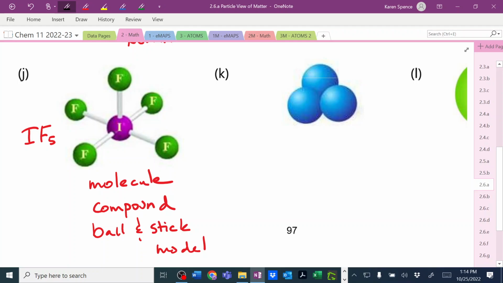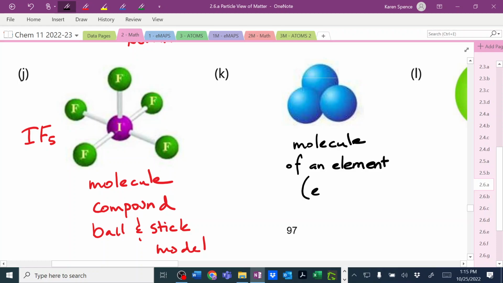What do we have in K? That is a molecule. Is it a compound? All the atoms are the same, therefore it is a molecule of nonmetals. Element? Could be ozone. O3, yeah? To be honest, I don't think it's ozone. Ozone is bent rather than being a little triangle. But we'll pretend, okay?